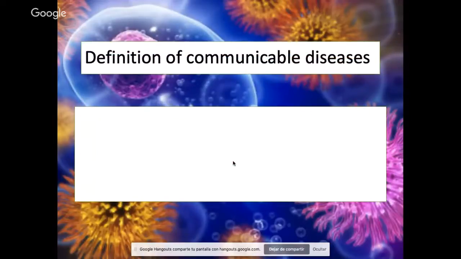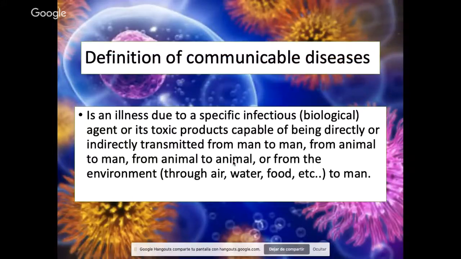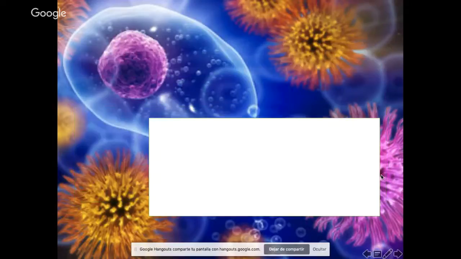What is the definition of communicable disease? It is an illness due to a specific infection, biological agent, or its toxic product capable of being directly or indirectly transmitted from man to man, from animal to man, from animal to animal, and from the environment. Could be through earth, water, food to a man.